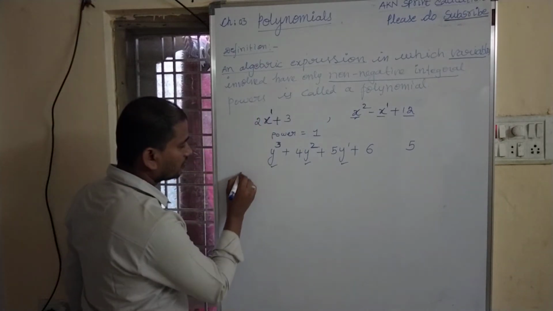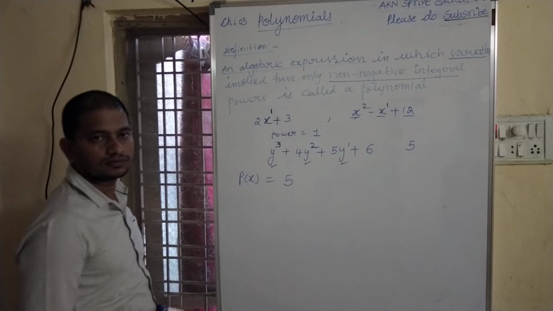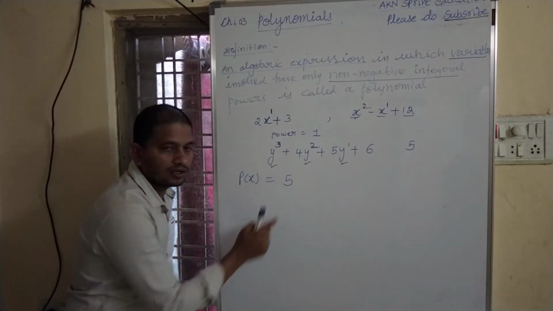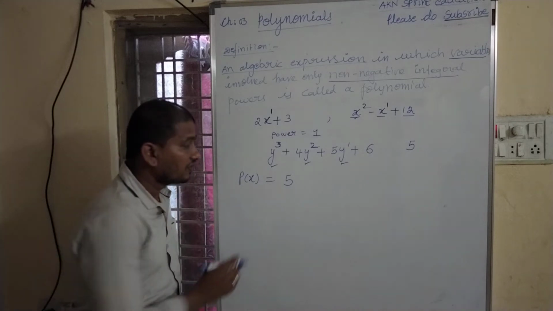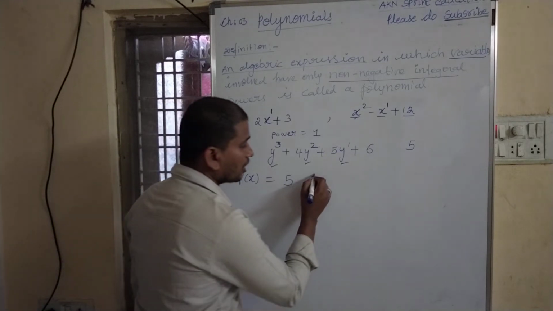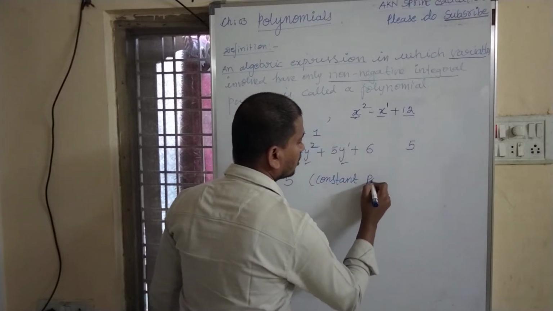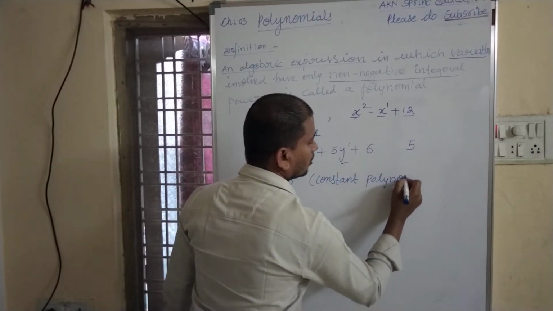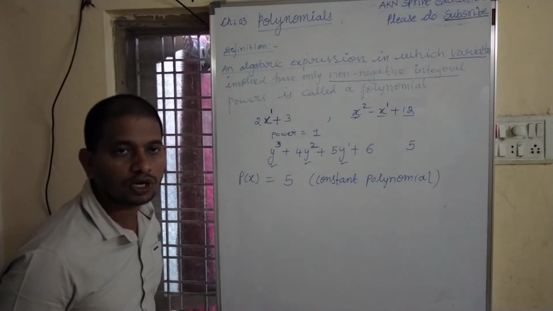Let me write here. For example, the polynomial p of x is equal to 5, which is constant. Also, we can call it a term which is a constant polynomial. What can we call it? A constant polynomial. Constant polynomial. Can you tell me what is the degree of a constant polynomial?